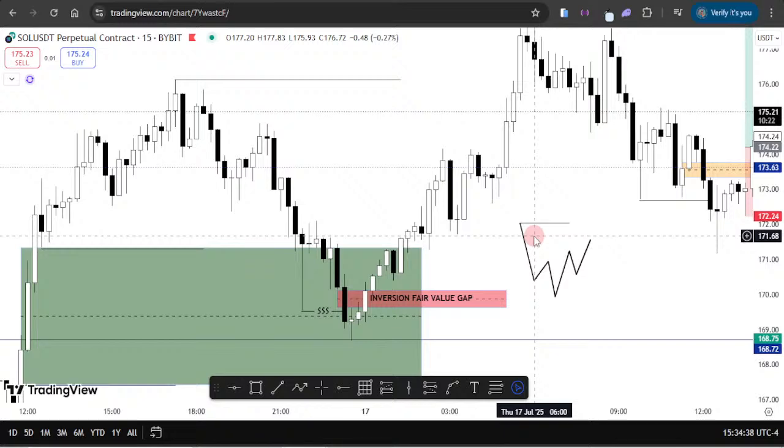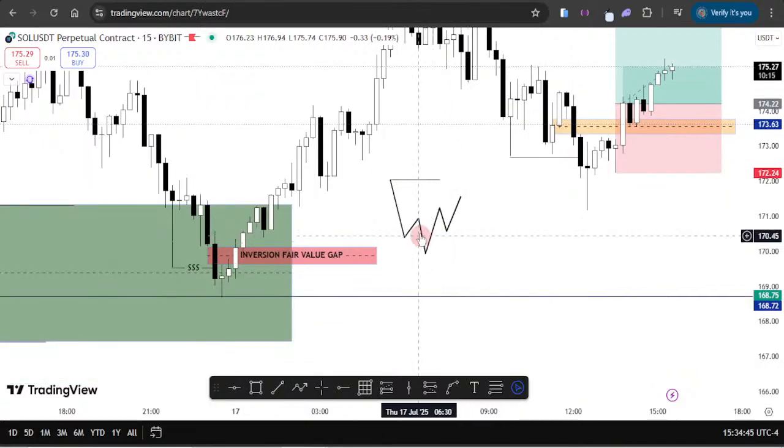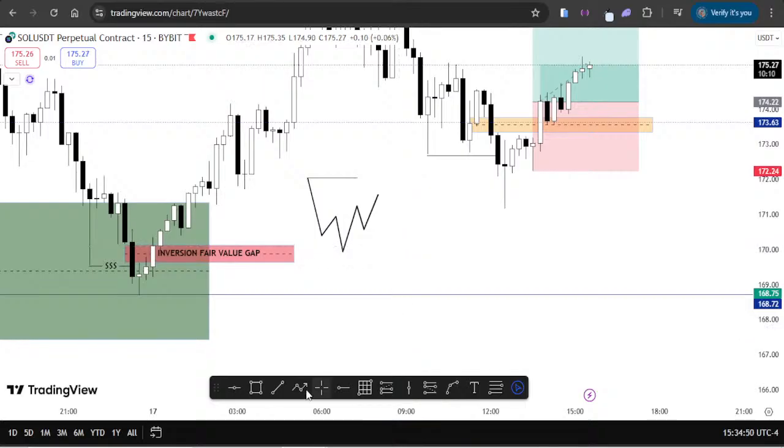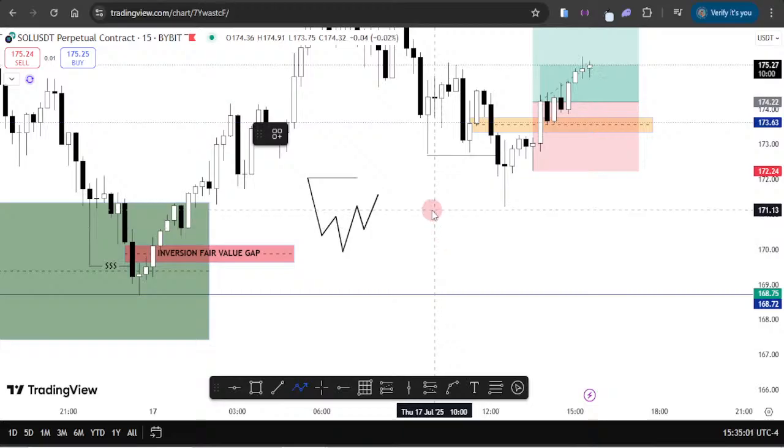So I want to quickly show you what this looks like in a bearish scenario so that you can frame the opposite side of what I'm saying. So in a bearish scenario, we are expecting to see something like this. Hold on.